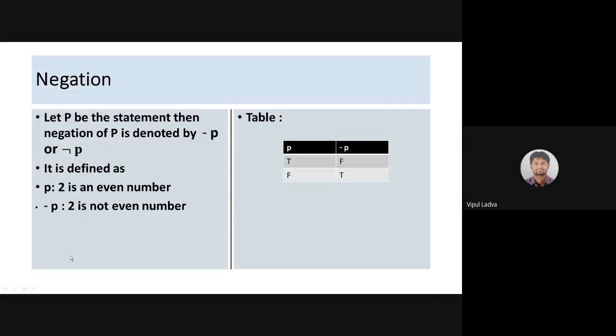Now, of course, the truth table for this particular term, negation. If P has the value true, then its negation will always be false. And if the statement P has truth value false, then its negation will always be true. Are we good? Up to this, you need to acknowledge on the chat box. Are we good up to this? All those who are attending this. Good.